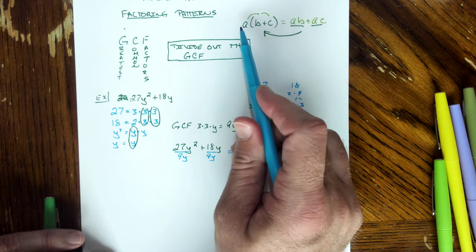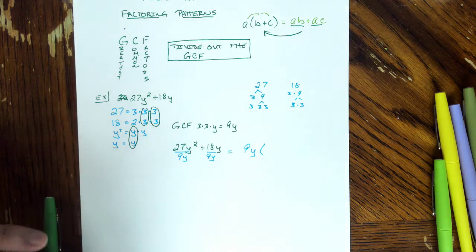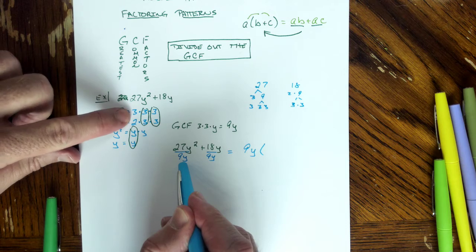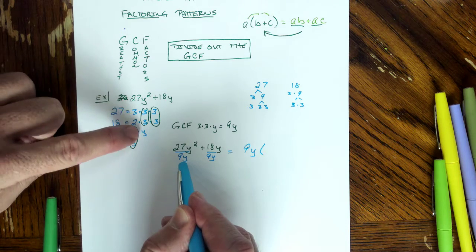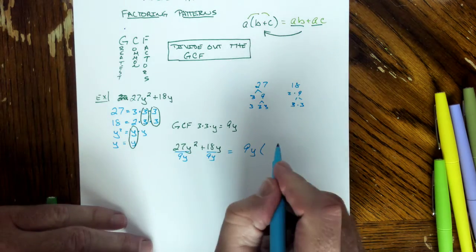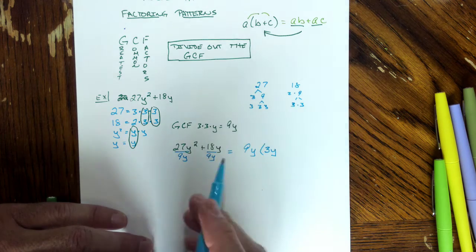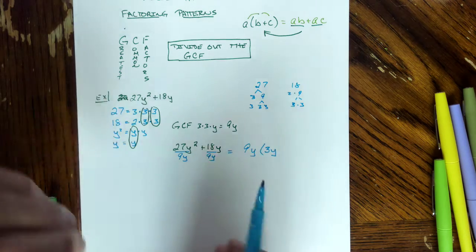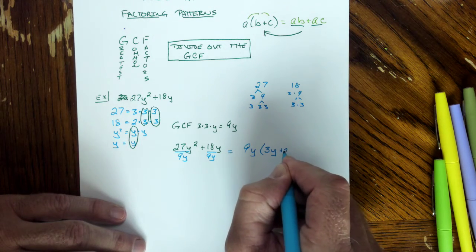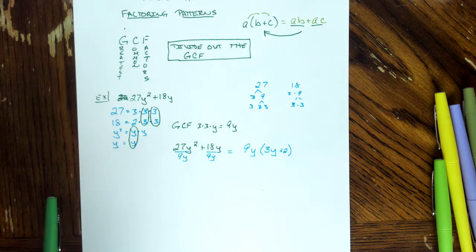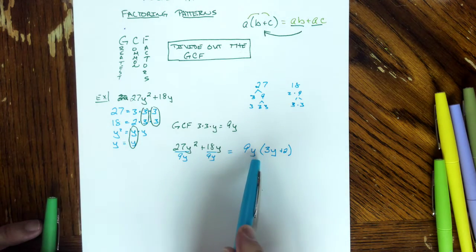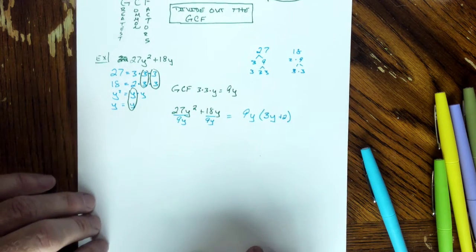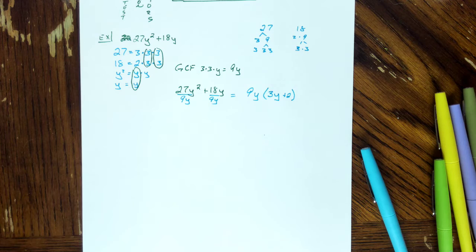Here, reverse the process. So, what's 27y squared divided by 9y? Well, what's left? A 3 and a y. What's 18y divided by 9y? Well, what's left? A 2, and that's it. So we have factored 27y squared plus 18y into this. What's the purpose? Well, you're going to need it in some other problems to help reduce things. That's why we got to practice these things.